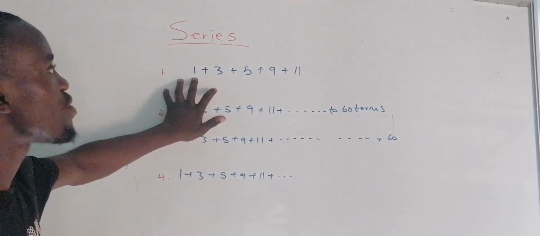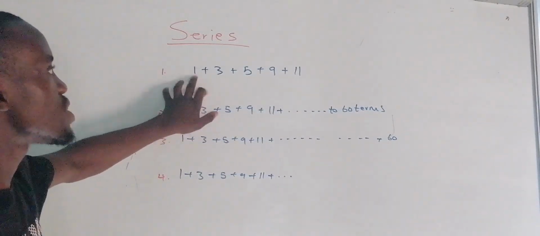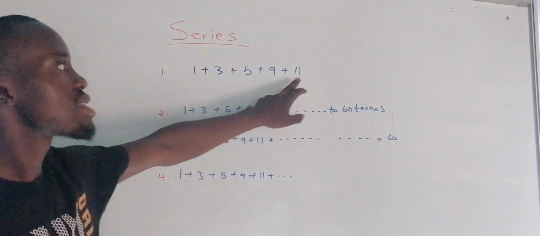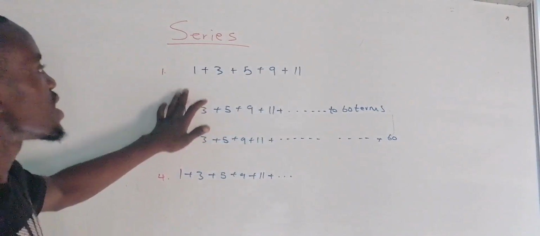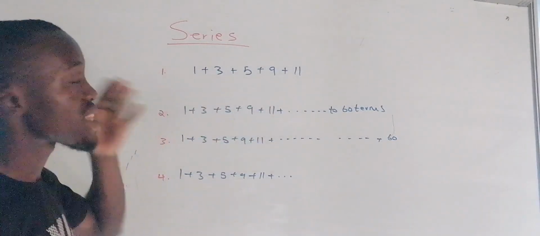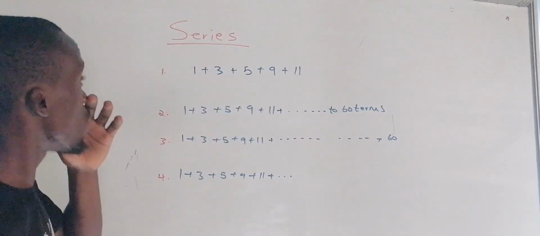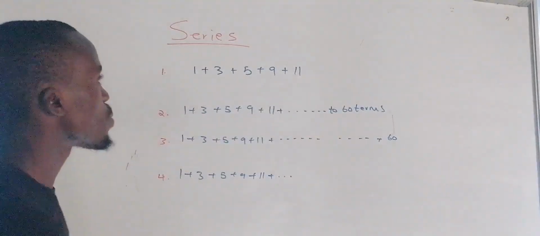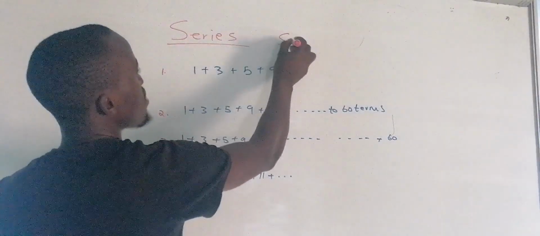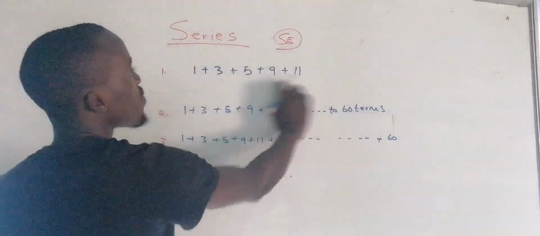So here we have what? The first term, which is 1, and the last term is 11. Meaning that if we're asked to calculate the sum here, we will calculate the sum of 5 terms. We will calculate the sum of 5 terms, meaning that we will calculate all of these numbers.